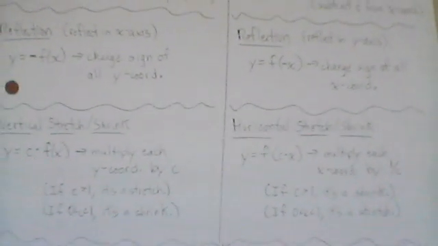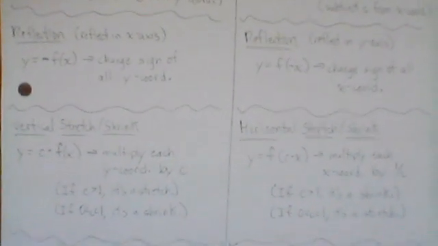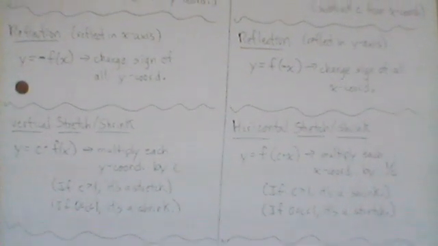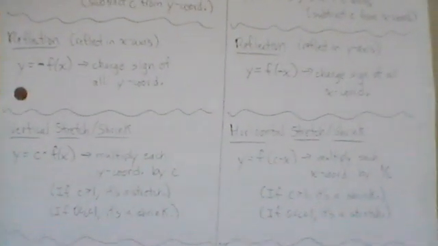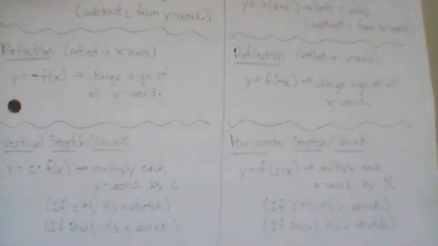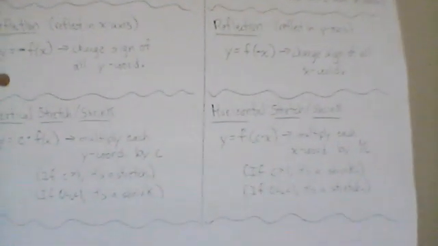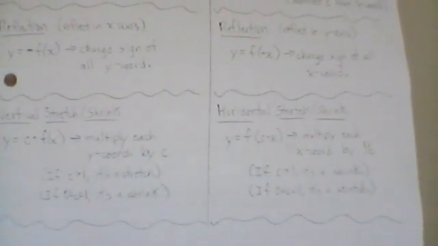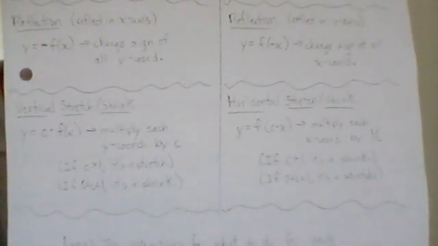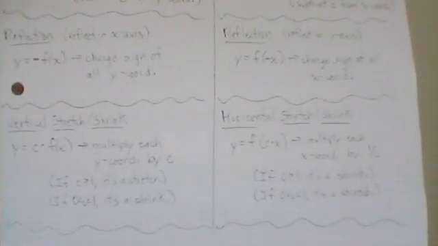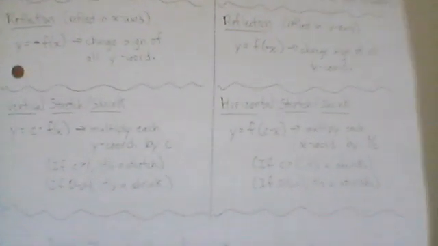If we multiply by a number bigger than 1, it stretches out the graph in the vertical direction. Every y coordinate of my parent function gets multiplied by that number c. If that number c is between 0 and 1, then it shrinks the graph. We still multiply all the y coordinates by that number c, but when we multiply by a number less than 1, it makes the value smaller, and so the graph gets shrunk in that vertical direction. So that's the vertical stretch and shrink.